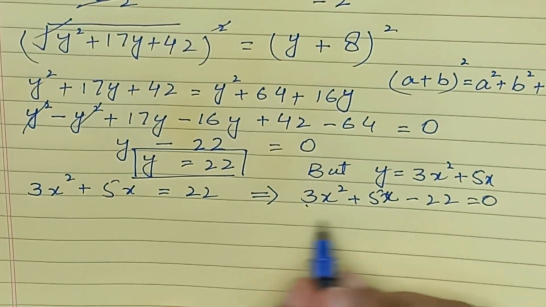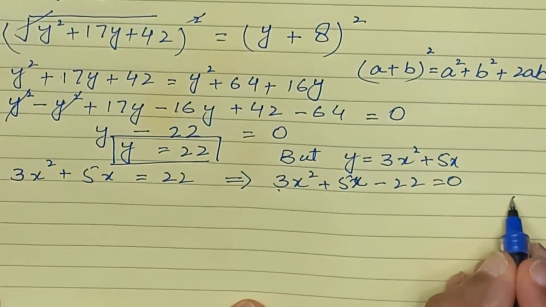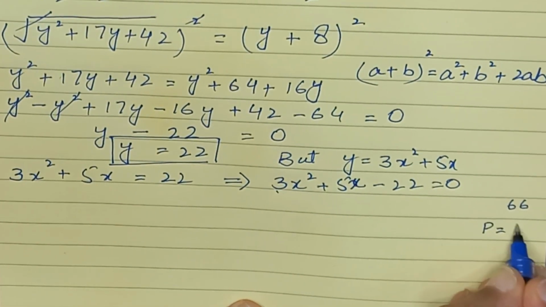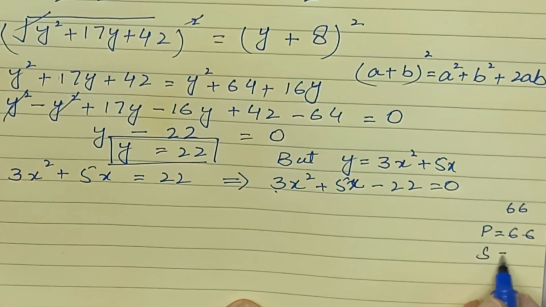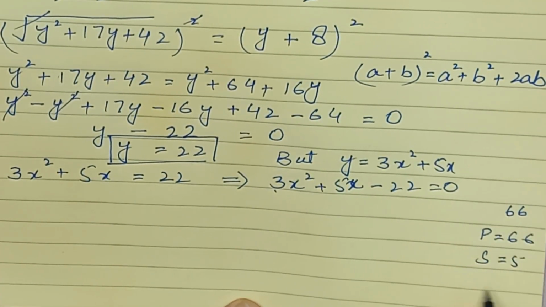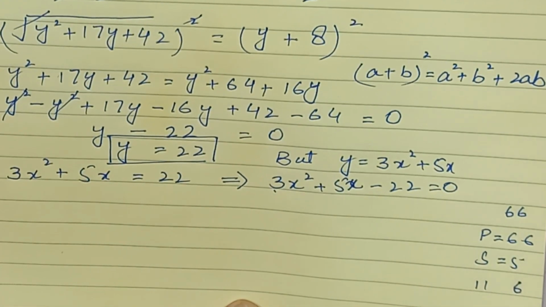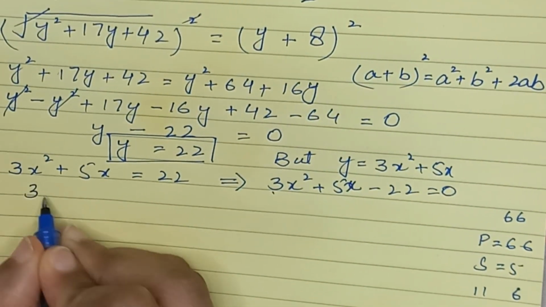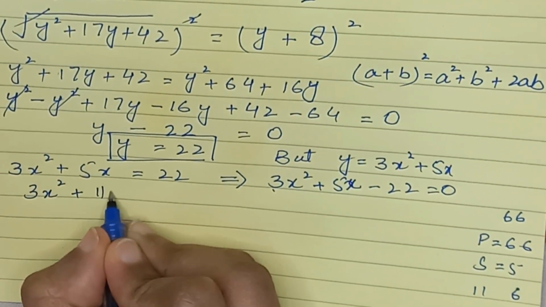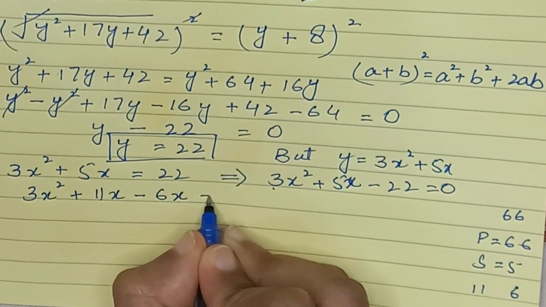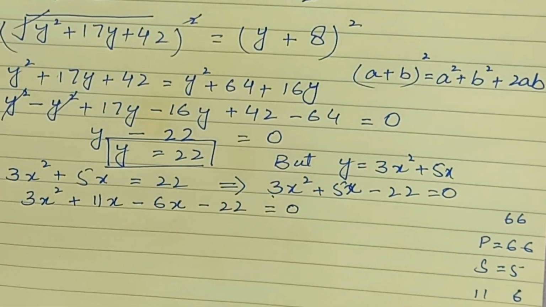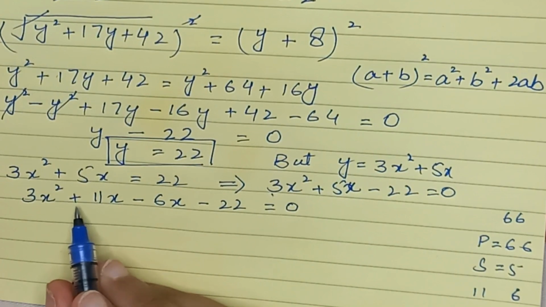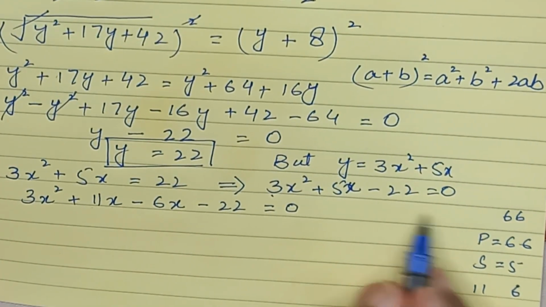So 3 into 22 will become 66, so we will take factors of 66. The product should be equal to 66 and the sum should be equal to 5. So 11 into 6 is 66, and 11 minus 6 will become 5. So it will become 3x² + 11x − 6x − 22 = 0.